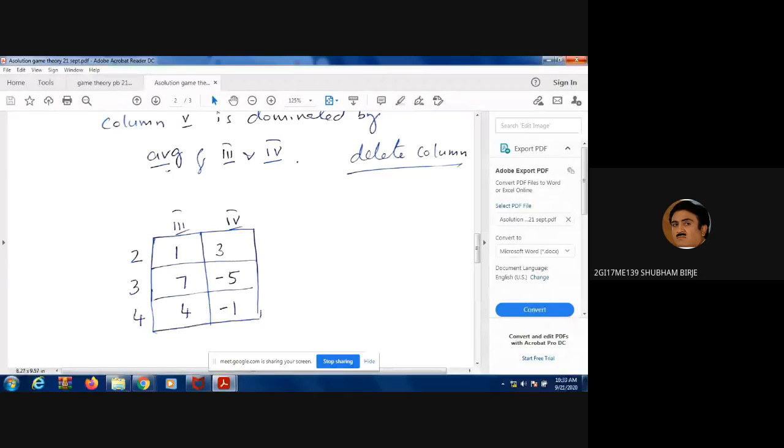Sir, row 4 is dominated by row 3. How come? Row 4, 4 is less than 7, right? Minus 1 is more than minus 5, right? Which is more? Minus 1, yeah.